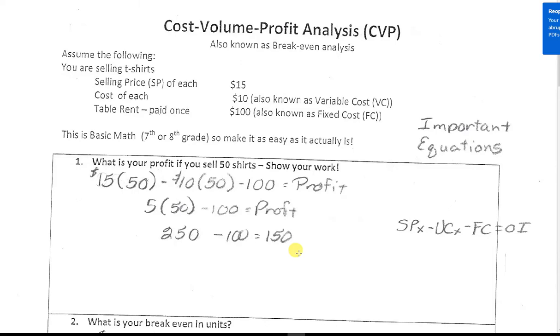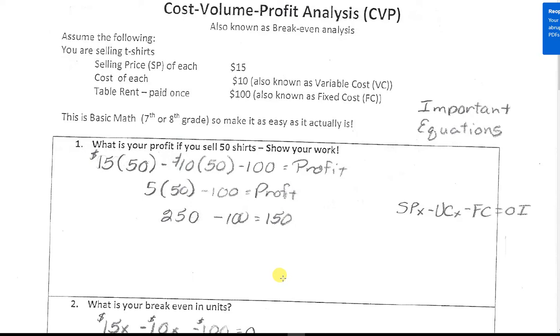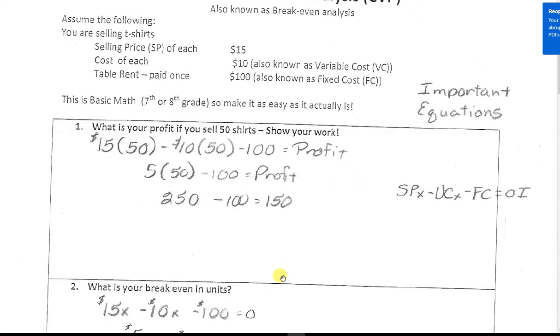Okay, welcome back once again. You might get tired of that. Okay, so basically we're going to do this two ways. I'm going to show you the long way, and I'm going to show you the short way. Okay, so I'm plugging it into this equation right there. 15 times the number of units minus 10 times the number of units minus 100 equals 0.